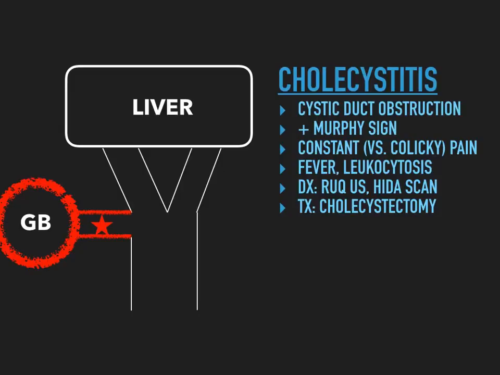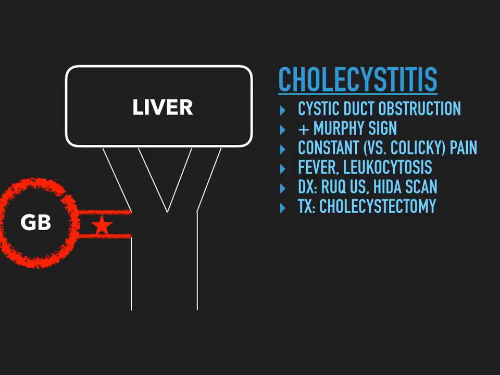Now, on labs, they'll give you a fever and a leukocytosis. So if you see an elevated white count and a fever, you have cholecystitis, because again, fever and an elevated white count is classic for inflammation, and cholecystitis is inflammation. To diagnose cholecystitis, you still want to do a right upper quadrant ultrasound. Again, that should usually be your first line guess when it comes to biliary pathology because it's so cheap and not invasive.